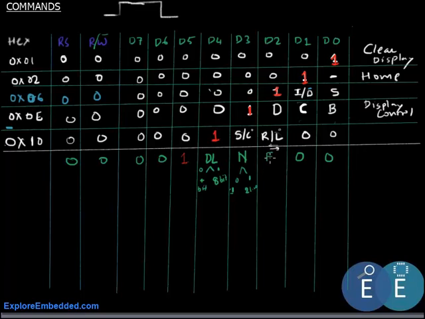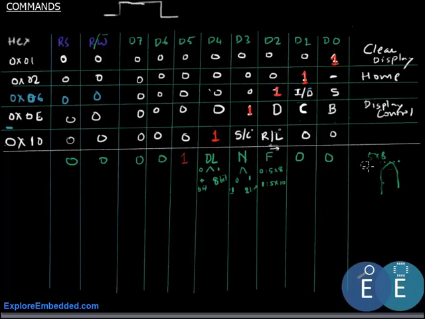Now the font size is of 2 types. If F is 0, it would be a normal 5 cross 8 font. What we mean by it is there will be 5 columns and 8 rows that make up a character. So if we display A, it's not proper, this is just a matrix of 5 cross 8 dots, and if it is 1, it would be 5 cross 10.